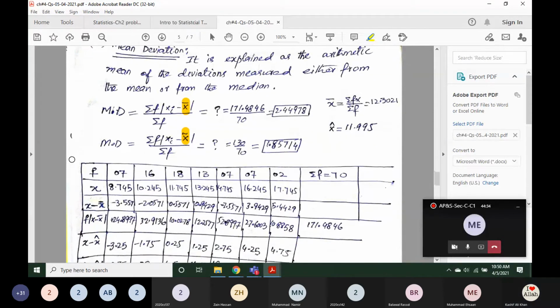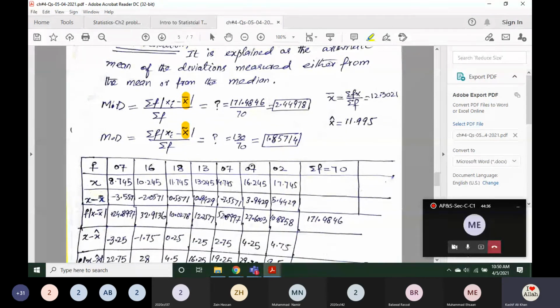जी, मैंने डाटा में से कुछ वैल्यूज लिख ली, फ्रीक्वेंसी लिख ली, x लिखा, x is our class mark. Then what will be our arithmetic mean here? 12.3021. And what will be our median? Okay, oh, that is wrong here. मैंने मीडियन तो ठीक लिखा, लेकिन मैंने उसकी नोटेशन गलत यूज की है.